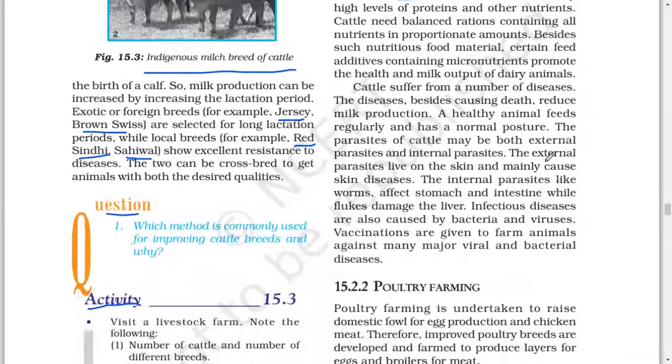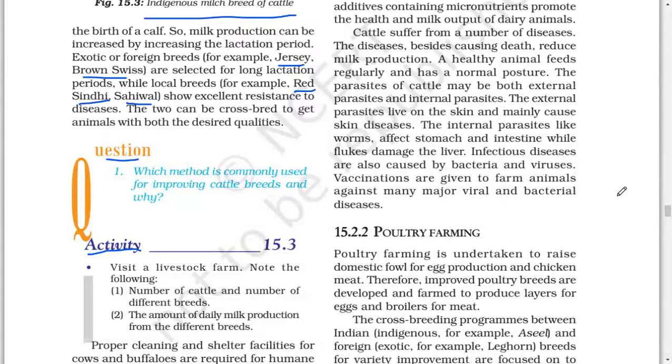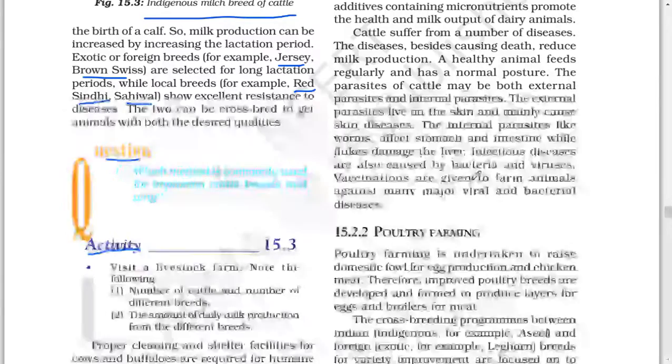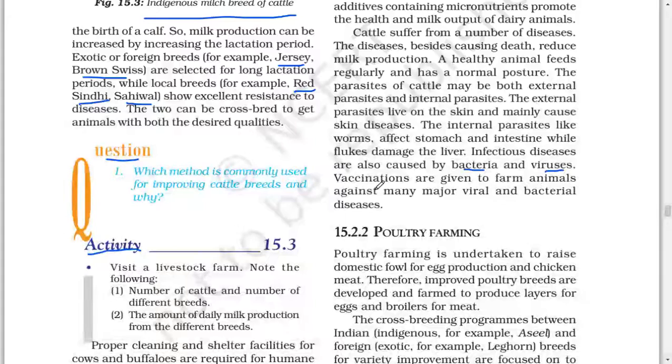Cattle suffer from a number of diseases. The diseases, besides causing death, reduce milk production. A healthy animal feeds regularly and has a normal posture. The parasites of cattle may be both external and internal. The external parasites live on the skin and mainly cause skin disease. The internal parasites like worms affect the stomach and intestine, while flukes damage the liver. Infectious diseases are also caused by bacteria and viruses. Vaccinations are given to farm animals against many major viral and bacterial diseases.